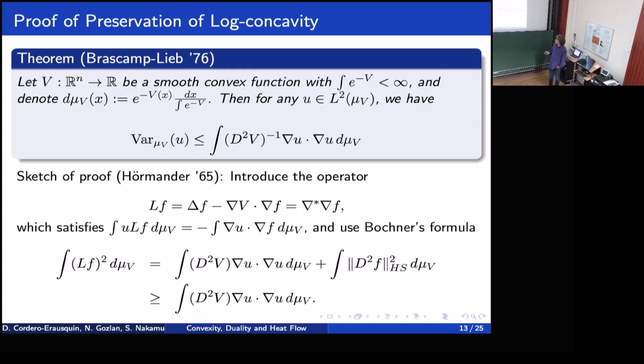Okay, and now this is just a dual formulation. Believe me, if you go through duality through this operator L, then this is just dual in the sense of quadratic forms. If you go on top of this, that's essentially the proof of Brascamp-Lieb. Okay.